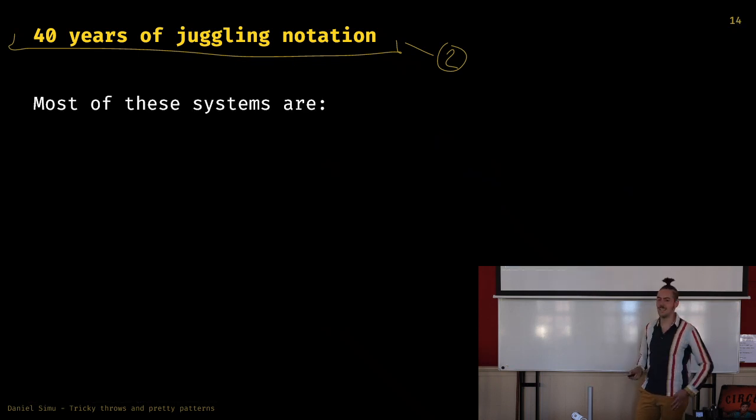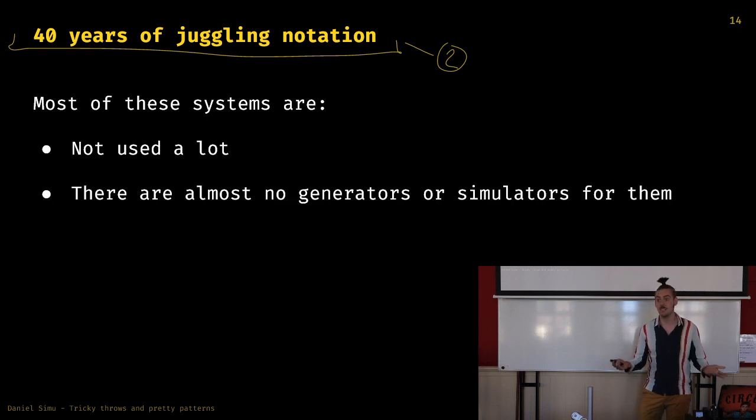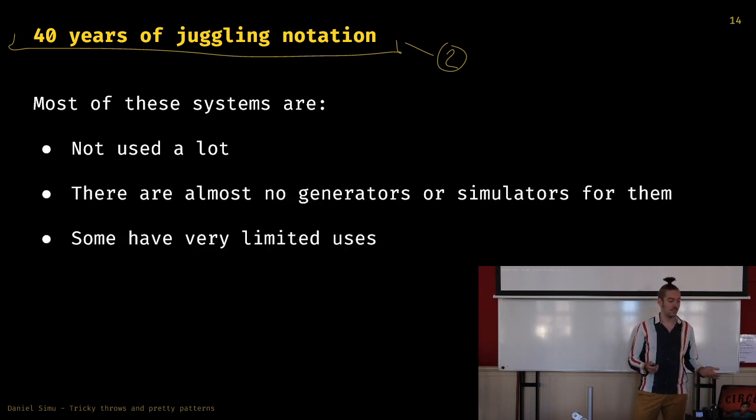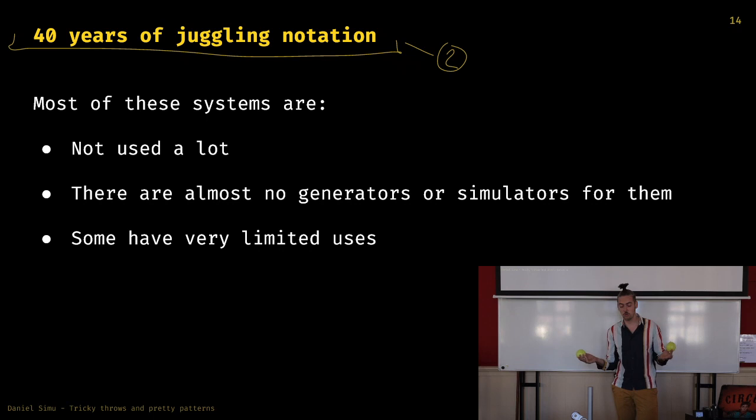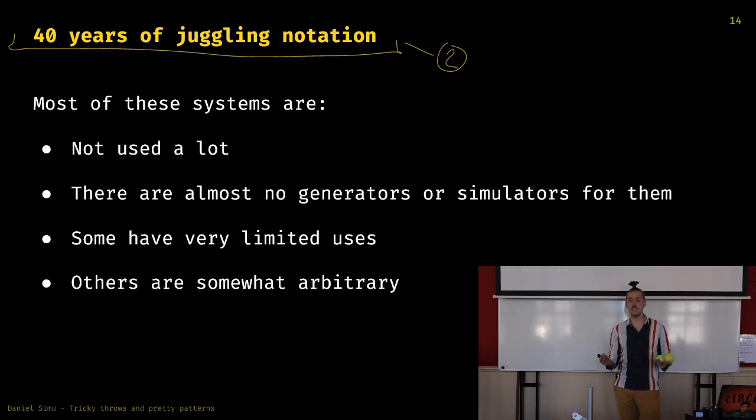Most systems, they sadly are not used a lot. There are also not many generators or simulators for these. Some have very limited uses. For example, there are also notations that only describe whether your hands are crossed or uncrossed, and some of them are quite arbitrary, where one notation can describe multiple different juggling tricks.